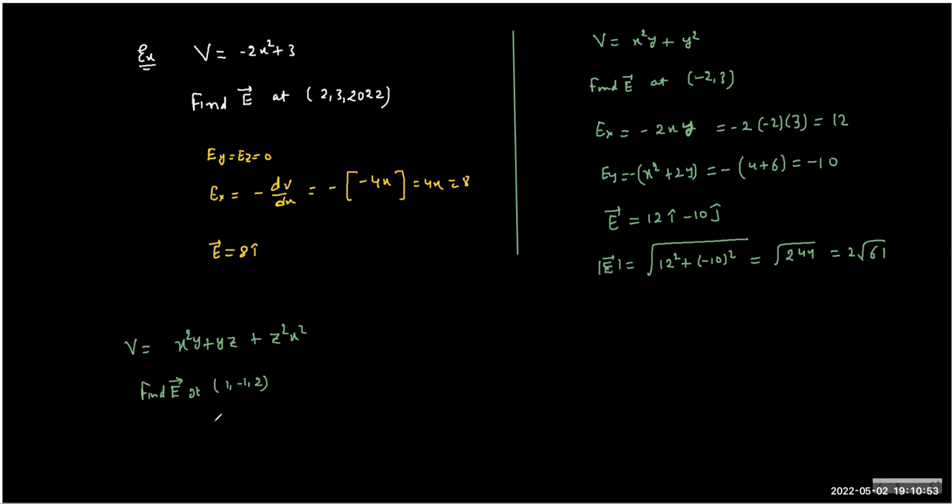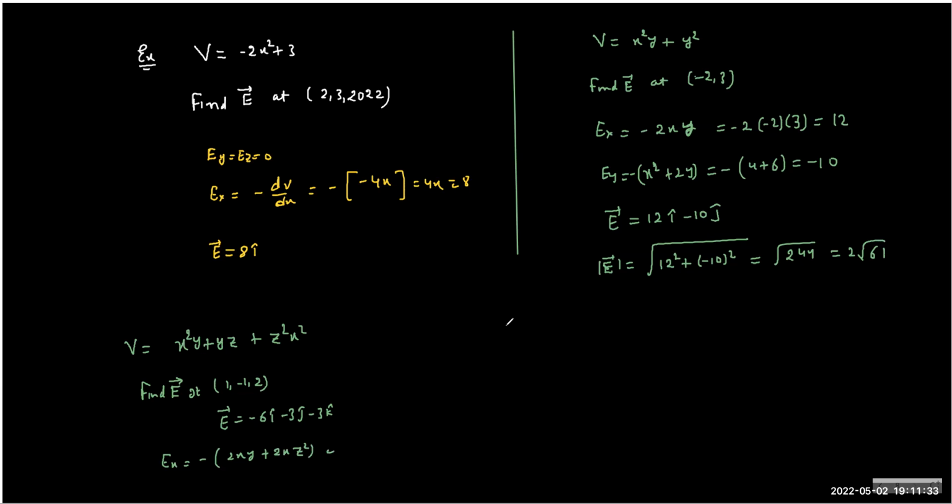Sir, I'm getting minus 6 i cap minus 3 j cap minus 3 k cap. So Ex you're getting as, let me just confirm, minus 2xy is 2xz square, right? Yes, sir. So this must be correct.